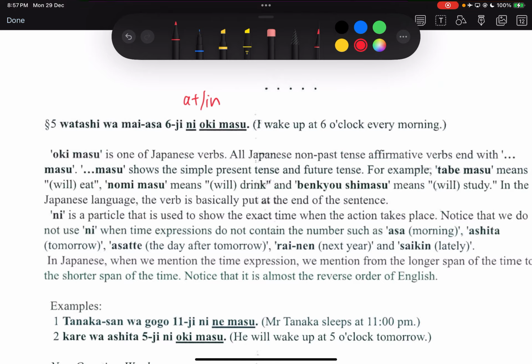Not confusing you. Okay, the sentence here that they give us, 私は毎朝. 毎朝 is? Every morning. Very good. So 私は means I am the main character in the sentence. So I, every morning, at 6 o'clock, wake up. So basically it means I wake up at 6 o'clock every morning. Okay, so let's go on to the other example.